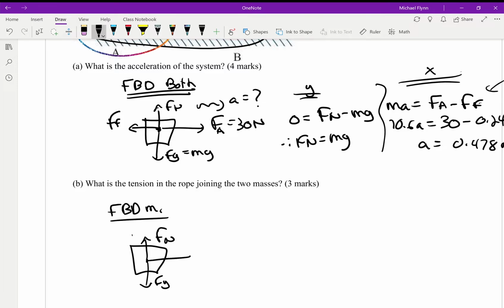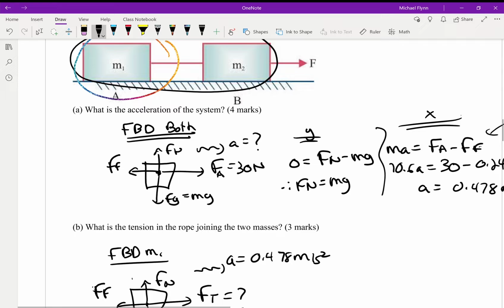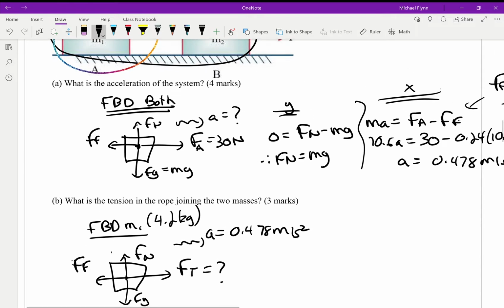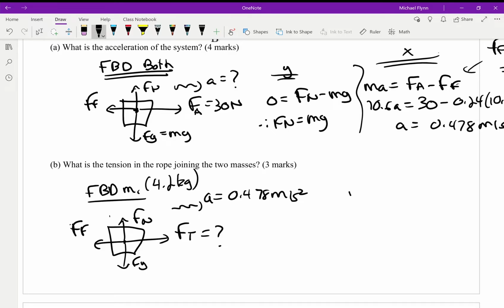There's a normal force. There's the force of tension pulling it forward. This time we want to know what that is. There's acceleration of 0.478 meters per second squared, which is not unknown this time, so that's the difference. And there's still friction. If you look at these two diagrams, what's really different is what's not known about them. And M1 is only 4.2 kilograms, so that is also a difference for the mass. All right, why don't we just get straight to the x component. The x component looks like this.